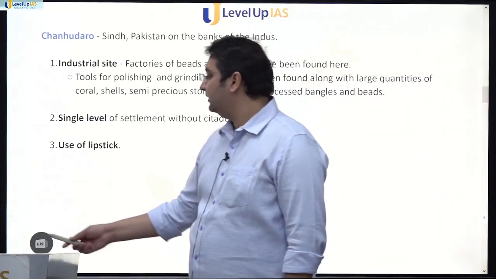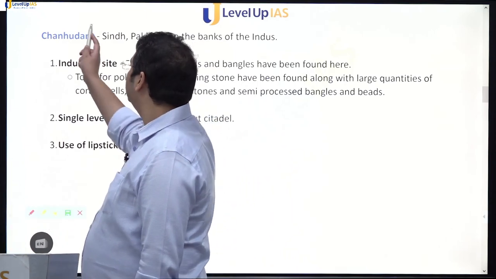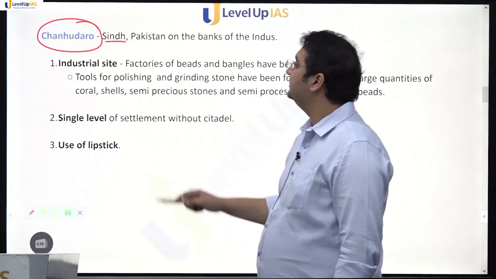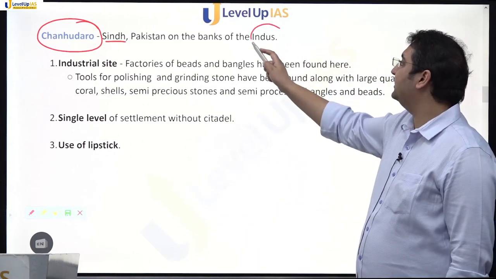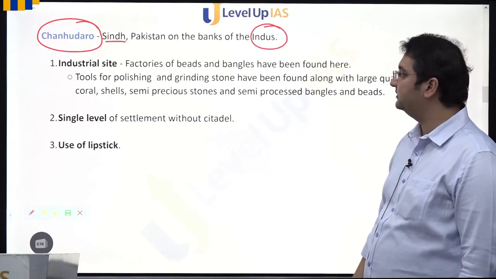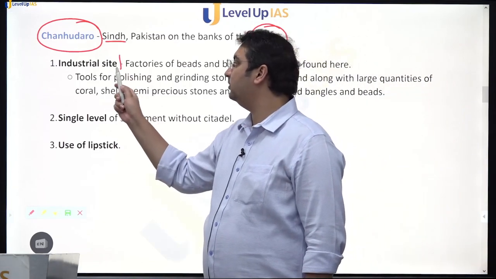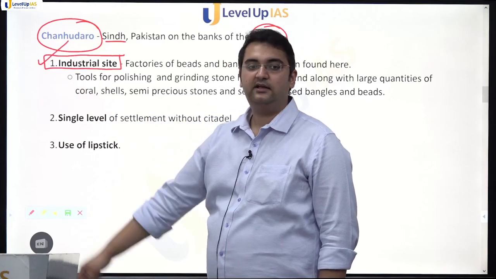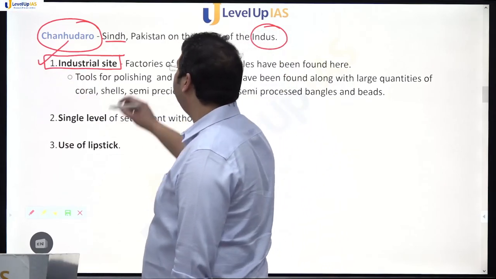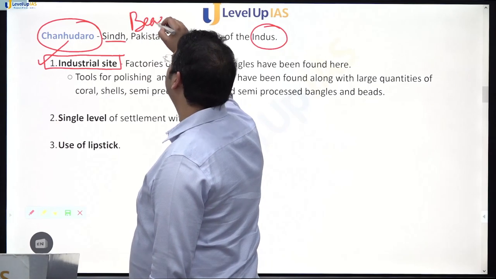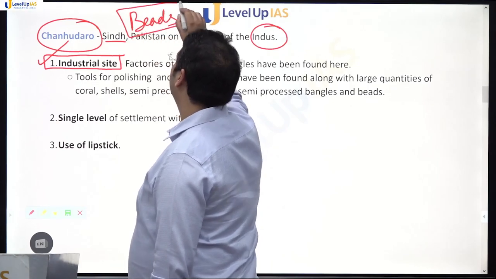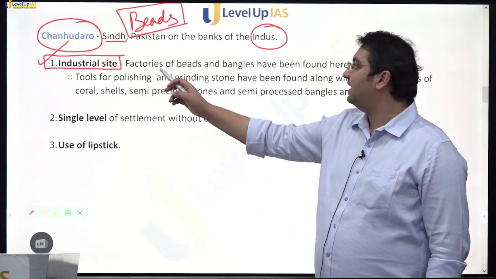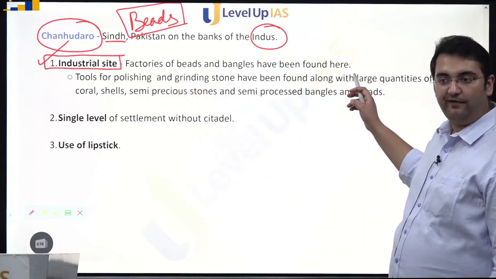Next site, which one is it? Chanhudaro. Where? Sindh. On the banks of the river Indus. Now, one thing to remember about this site is that it is an industrial site. It specialized in the manufacture of beads. Okay? How do we know? Factories of beads and bangles have been found over here.